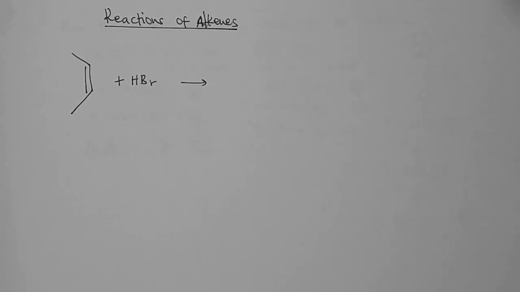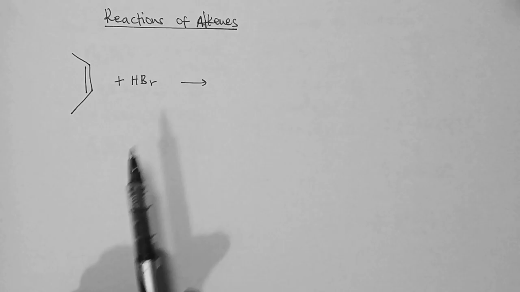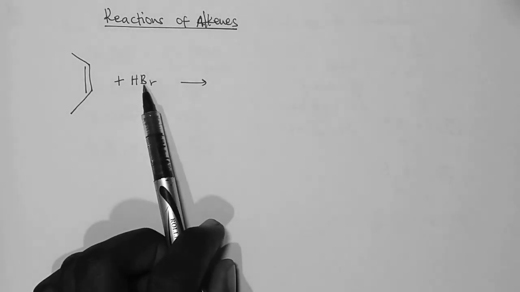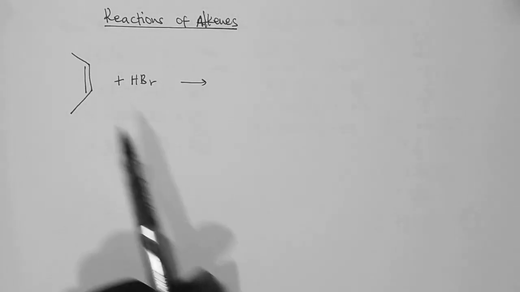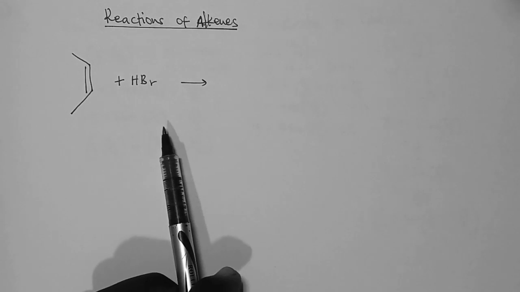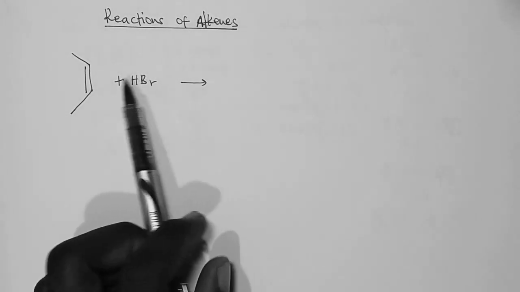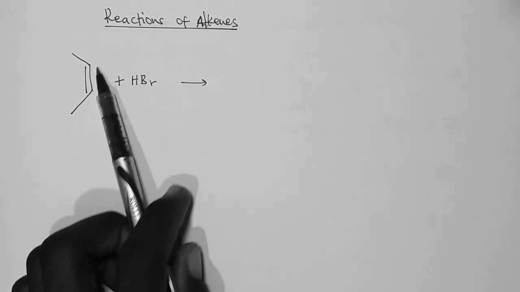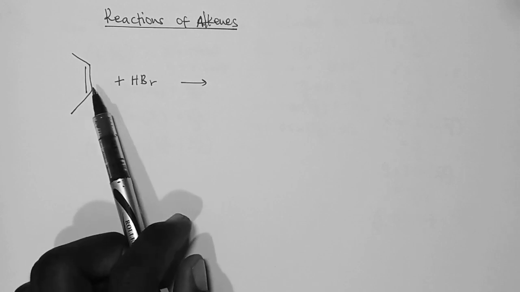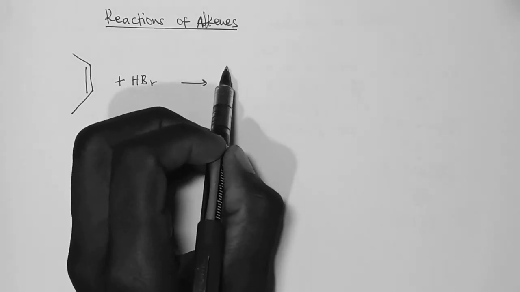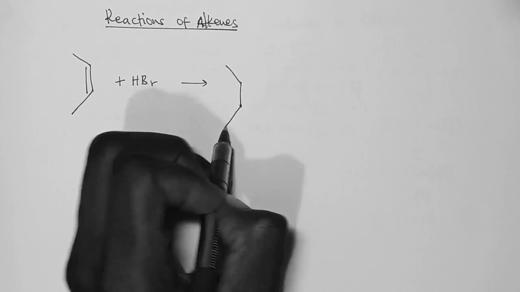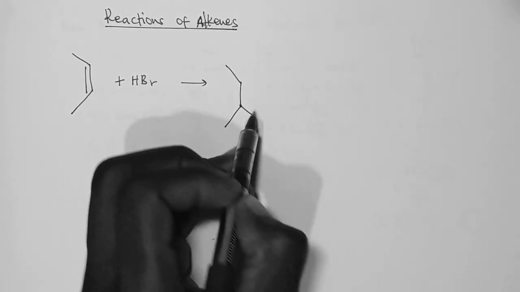In this video, we are going to talk about the Markovnikov and then the anti-Markovnikov's rule. Let's consider this reaction. If you add HBr to this alkene, what will be the product? What will happen is that the HBr will get substituted across the alkene, and therefore the product we are going to form is this product.